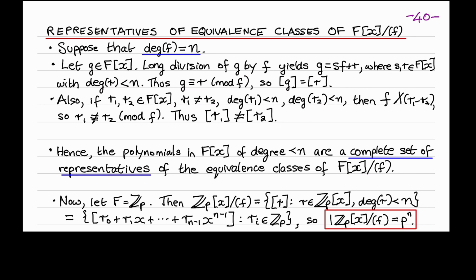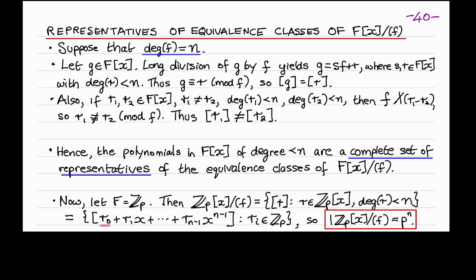Now, if we take F to be the field of integers modulo p, where p is a prime, then we see that the ring of polynomials over Zp modulo f can be written as the set of all equivalence classes represented by r, where r is a polynomial over Zp of degree less than n. How many such remainder polynomials are there? Well, that's easy to count, because each such polynomial r can be written in the form r0 plus r1x plus up to rn minus 1 x to the n minus 1.